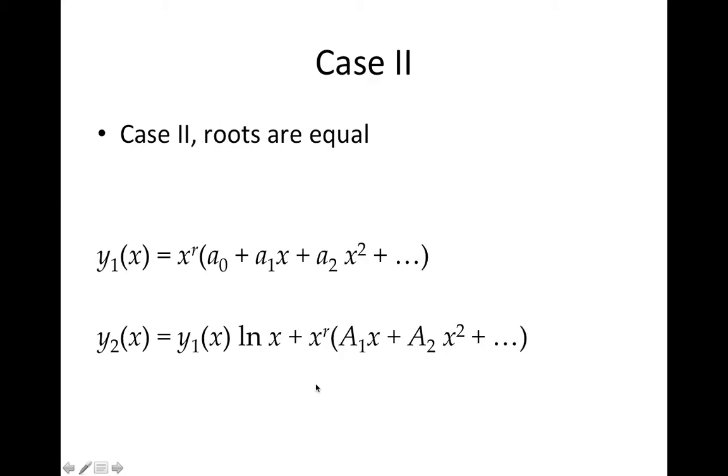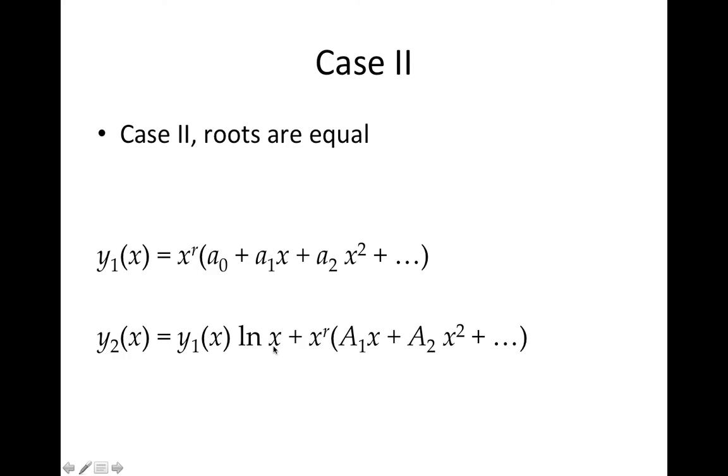In case 2, the roots are equal, and so we have a double root situation. And so our first basis solution is just an x to the r times a series. Our second basis solution is an x to the r times a series with different coefficients. But we add this y1, which is our first solution, times the natural log of x.